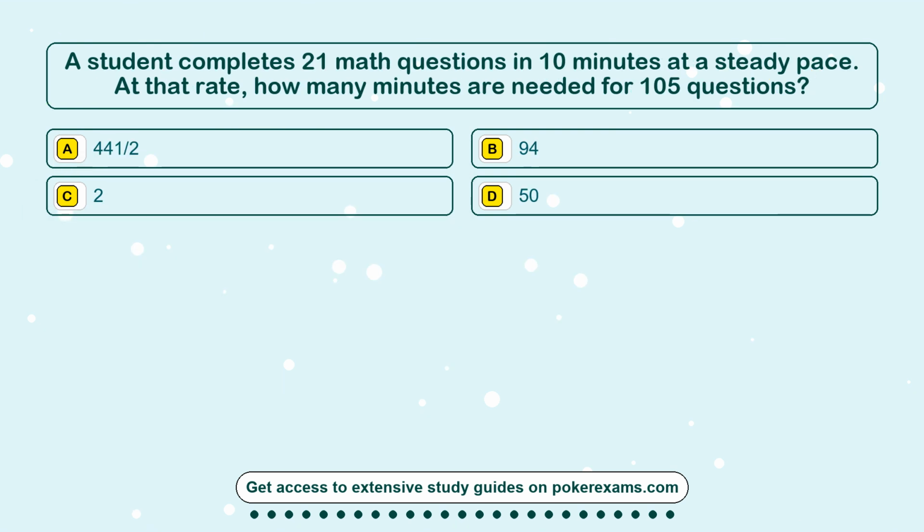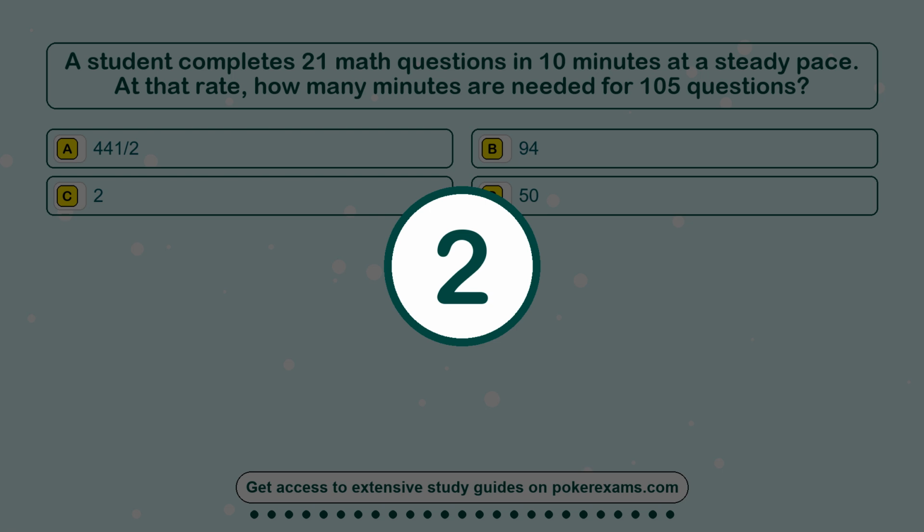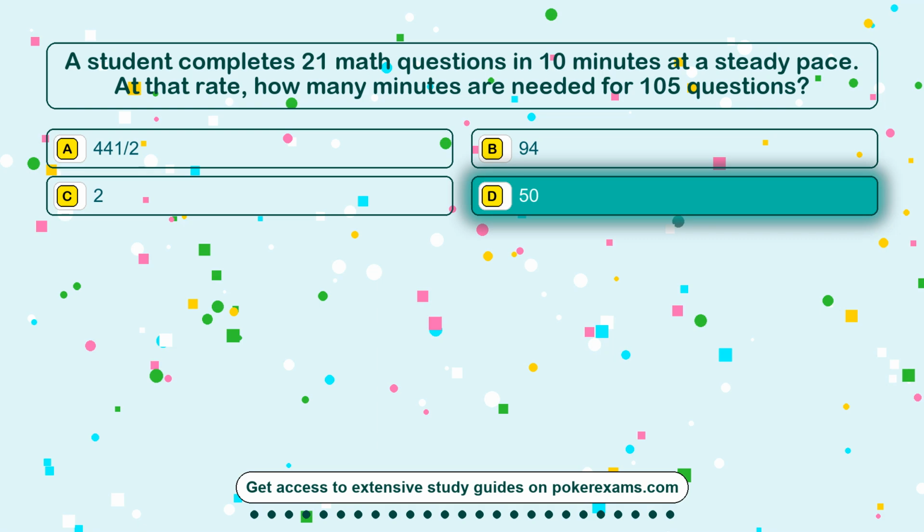Question 5. A student completes 21 math questions in 10 minutes at a steady pace. At that rate, how many minutes are needed for 105 questions? Option A 441/2. Option B 94. Option C 2. Option D 50. The correct answer is option D, 50.